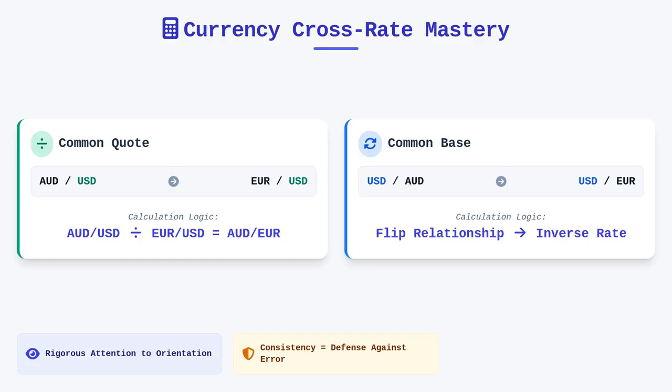Consistency is your best defense against errors in these environments, as the pressure of the exam and the market environment favor those who have internalized these simple algebraic rules. Practice these combinations until you can intuitively determine the required operation without needing to sketch out the secondary equations every time.